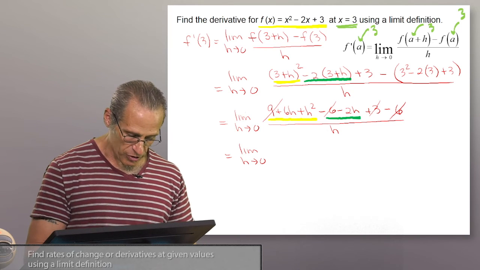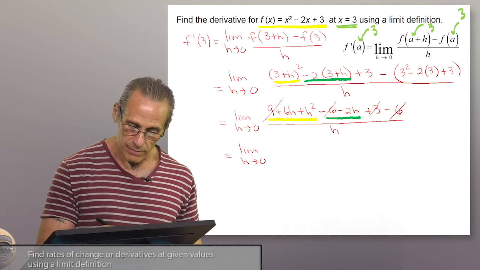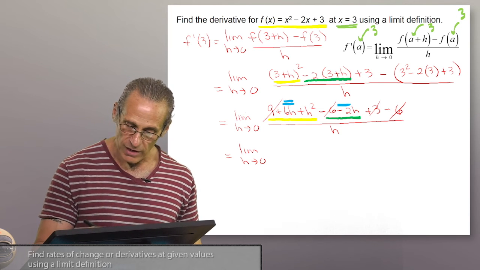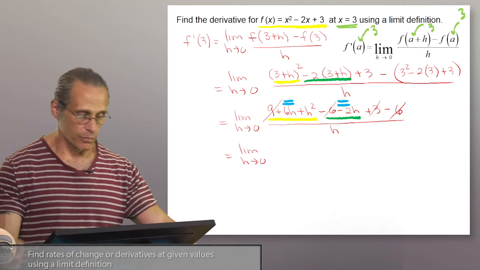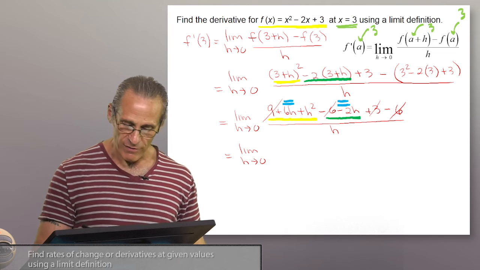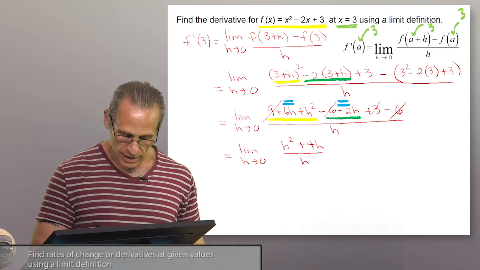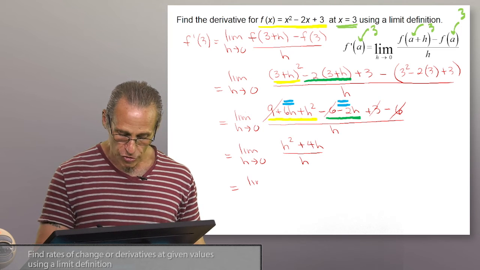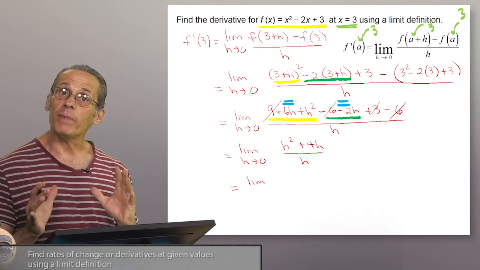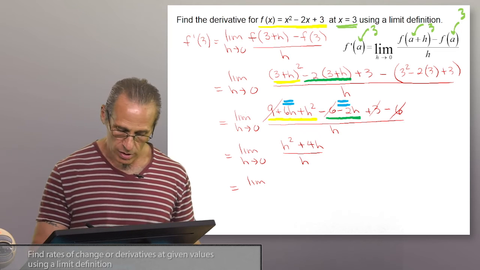Also, just take a moment to check out the following. You can combine 6h minus 2h and get 4h. So what are we left with here? Well, we're left with h squared plus 4h in the numerator over h. Now, strangely enough, that's really what I was trying to get to, because I want to be able to factor an h out of the numerator to cancel with the h in the denominator.